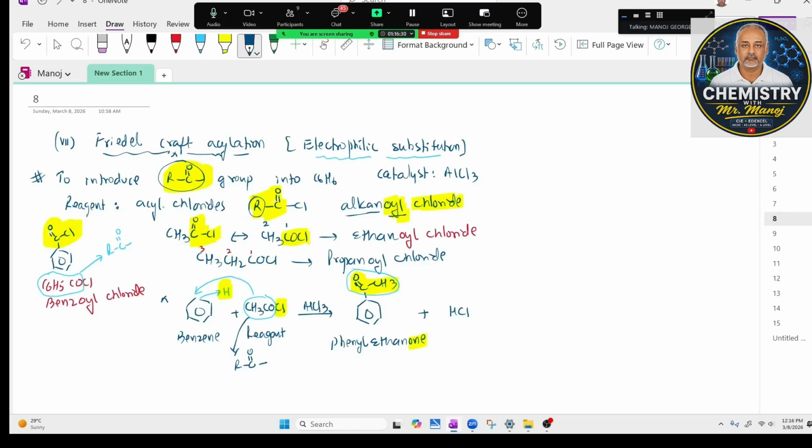Everything is the same. The mechanism is the same. The catalyst is the same. Everything is the same. Only playing with R is alkylation. If you're doing RCO, it is acylation. That's the difference between the two. Got it, guys? Good. Anybody else? Any questions?